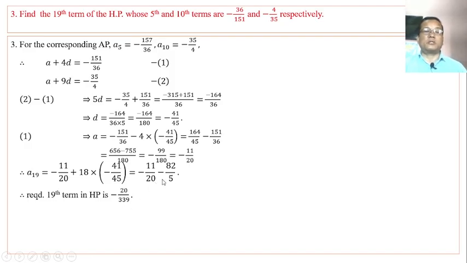Summing up already, the 19th term in the HP is the reciprocal of the corresponding AP's 19th term, since for any series the HP is the reciprocal. So the answer is -20 by 339.